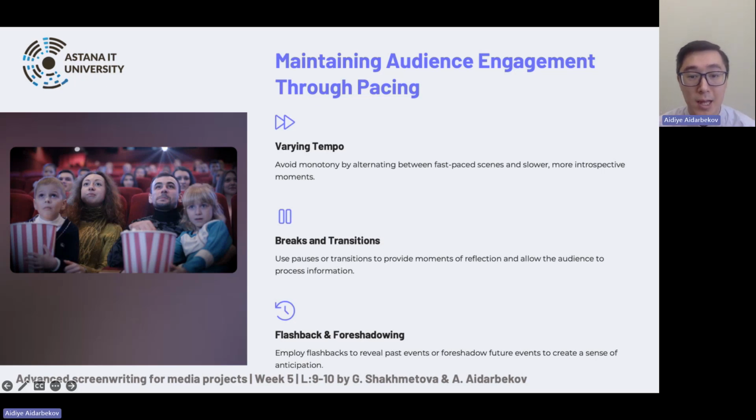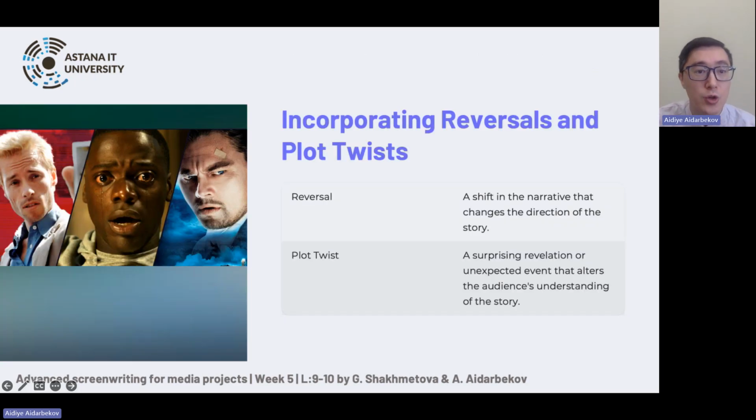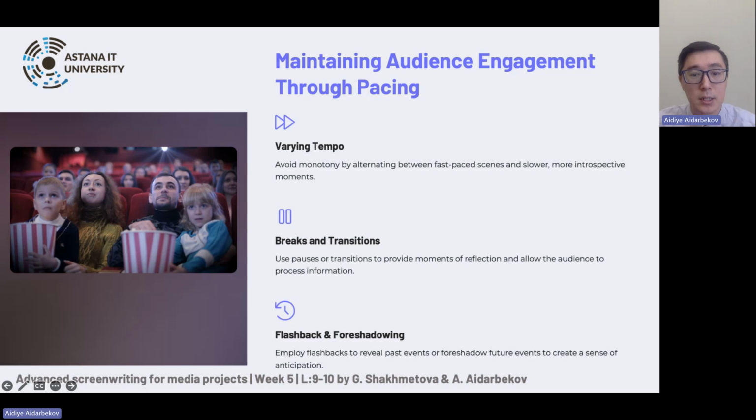Okay, the next one is flashback and foreshadowing. So we can employ flashbacks to reveal past events or foreshadow future events to create a sense of anticipation. So for example, as on the previous shot, you can watch one of the first projects of Christopher Nolan called Memento, and there he plays with time, with different scenes, what's happening next, what's happening before, his memories, his flashbacks, his flash forwards.